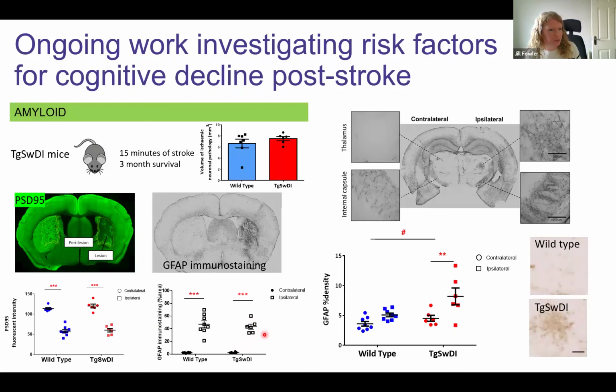But interestingly, what we do start to see is that the secondary connected regions, such as thalamus and internal capsule, we see that there is a genotype effect now. So we see more reactive astrocytes and microglia, for example, in thalamus in this model, which was actually a model of subcortical stroke.